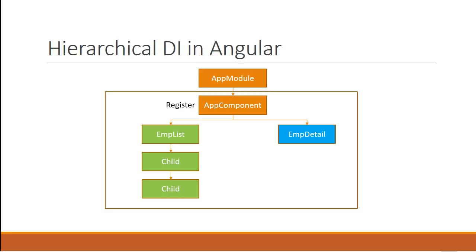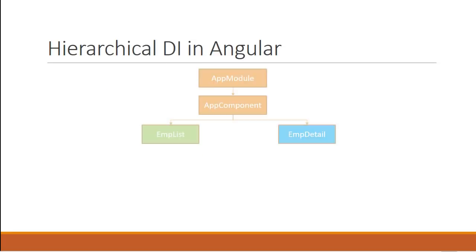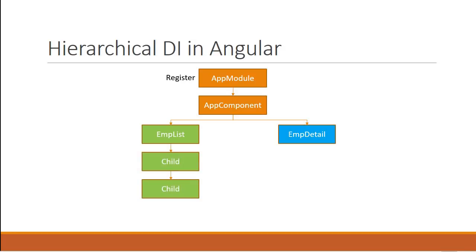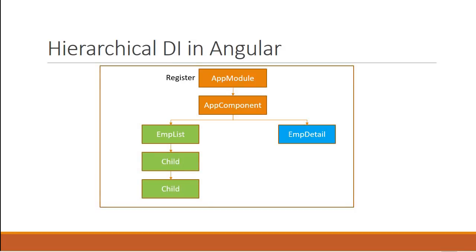This works fine, but each module is usually a feature area in your application and might grow. So it is better if you register the service at the module level. By doing so, components under the app module can use it. And to register a service, we use the providers metadata.